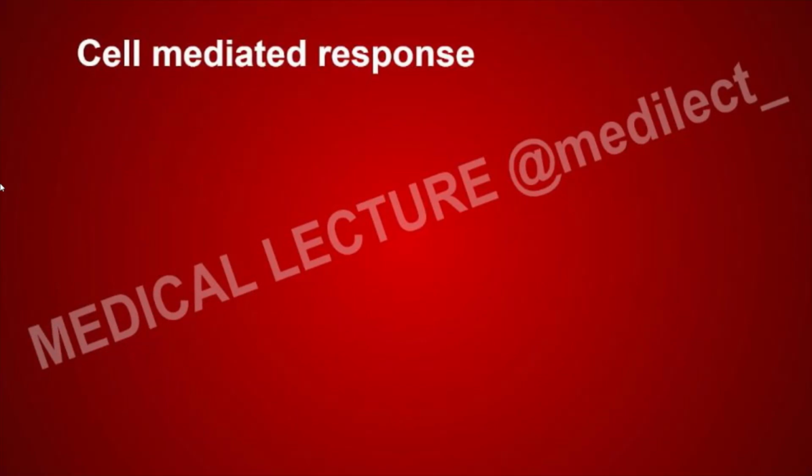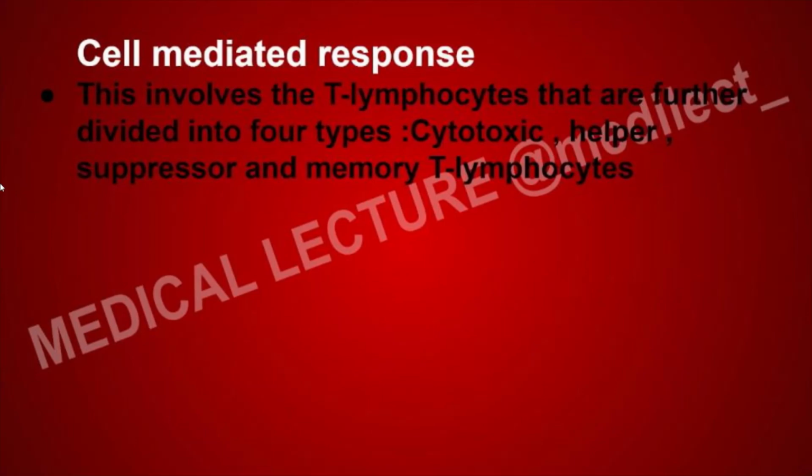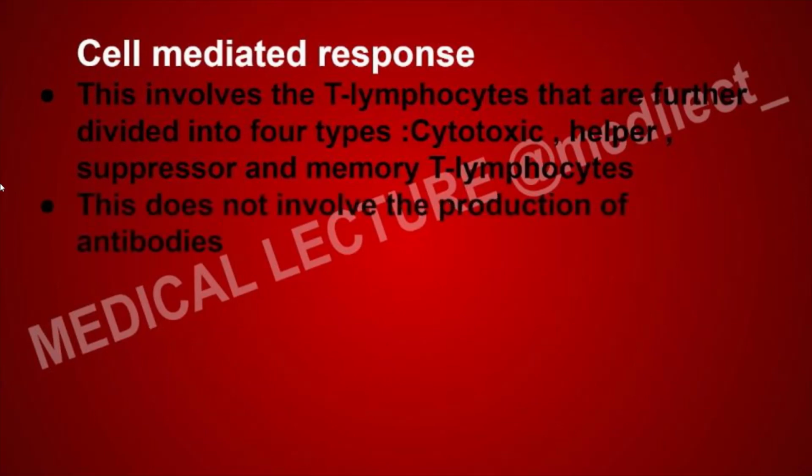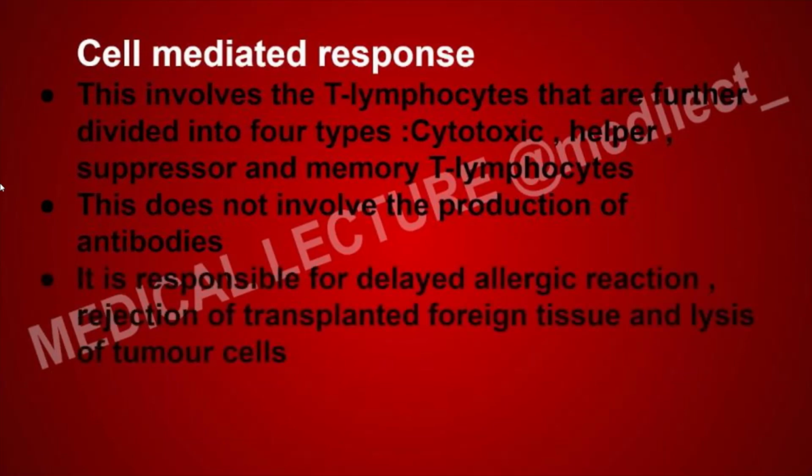Okay. And next is the cell-mediated immunity, which includes the T lymphocytes. This involves the T lymphocytes that are further divided into 4 types: cytotoxic, helper, suppressor, and the memory T lymphocytes. This does not involve the production of the antibodies because the antibodies are produced by the B lymphocytes, which come under the humoral immunity. While over here antibodies are not produced by the T lymphocytes. It is responsible for delayed allergic reaction, rejection of the transplanted foreign tissue, and lysis of the tumor cells.